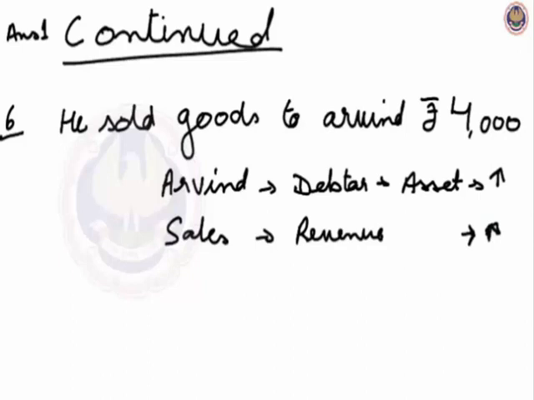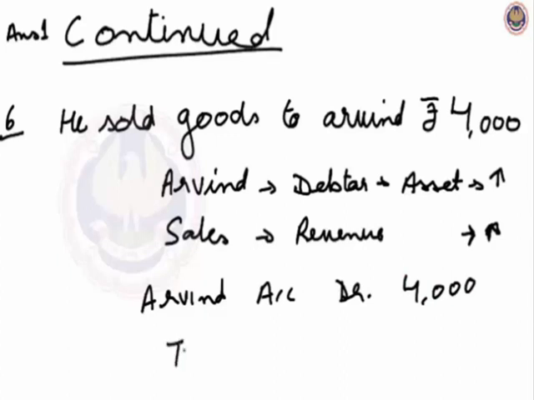So when we sell goods to the Arvind, our debtor will increase by 4,000, and debtor is an asset. Whenever there is increase in the asset, it is always debited. So we will debit the account of the Arvind. Arvind account debit 4,000, and sales is a revenue. Whenever there is increase in the revenue, it is always credited. So we will write to sales rupees 4,000.